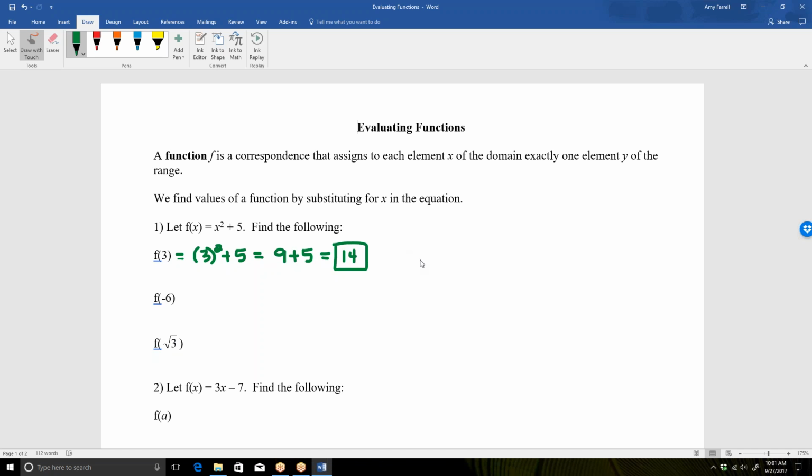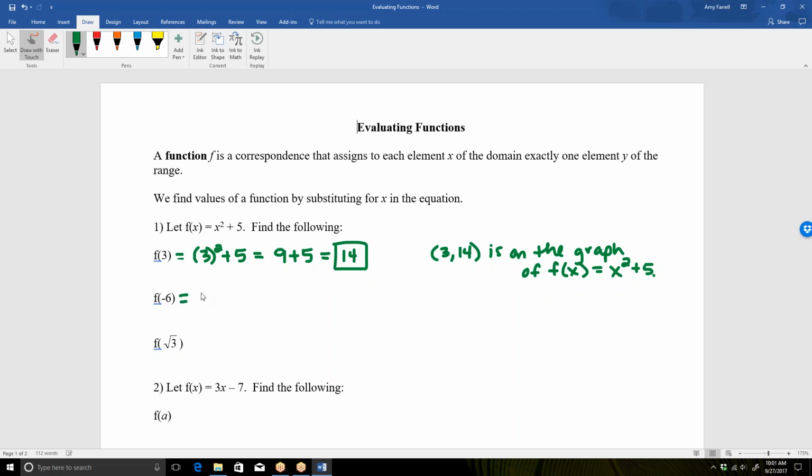Really what this means is that the point (3, 14) is on the graph of this function. So I know (3, 14) is on the graph of f of x equals x squared plus 5. So really that's the significance of that.